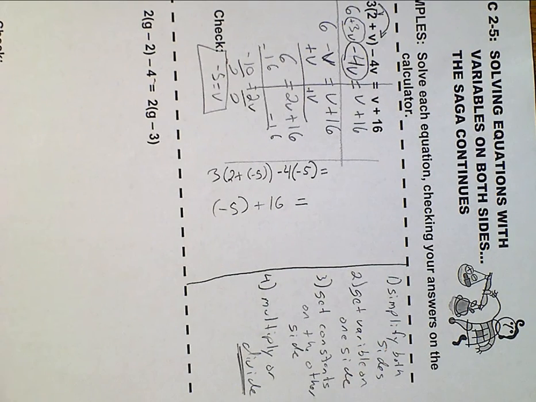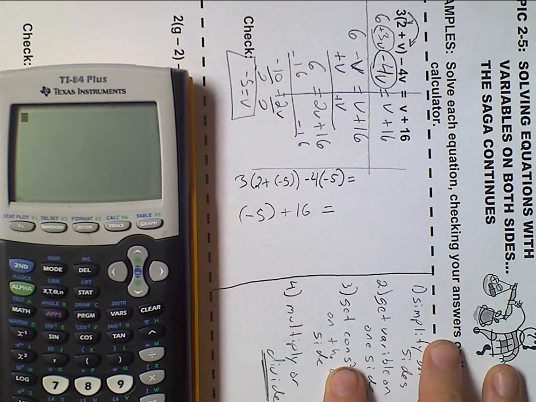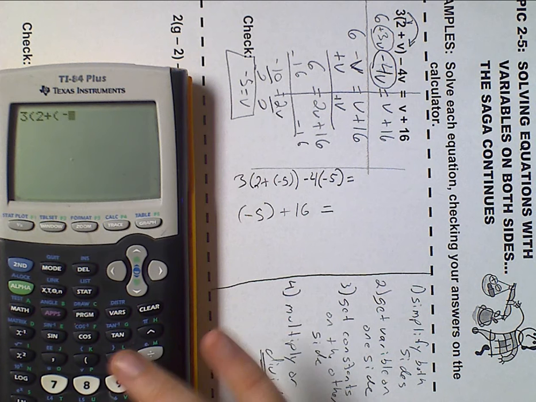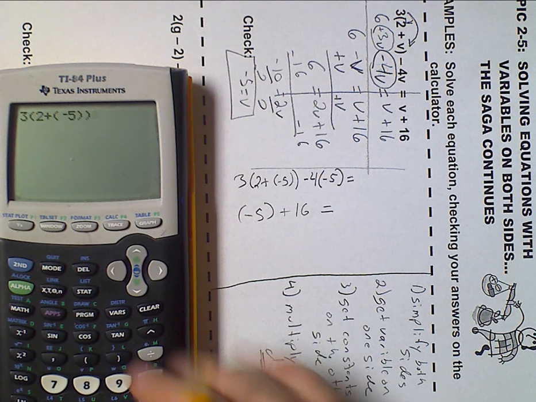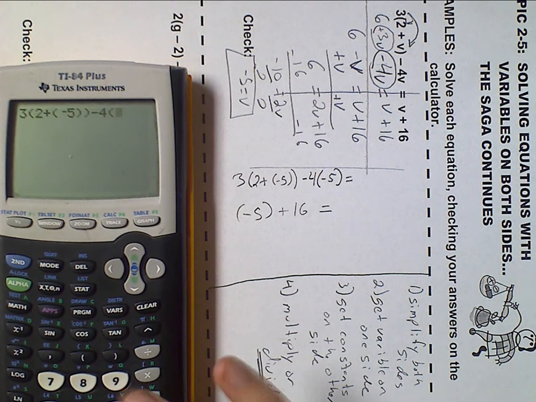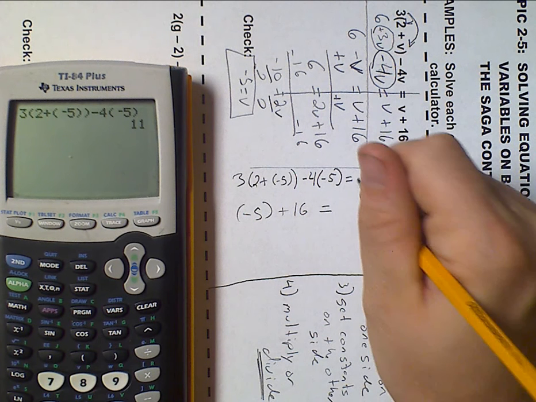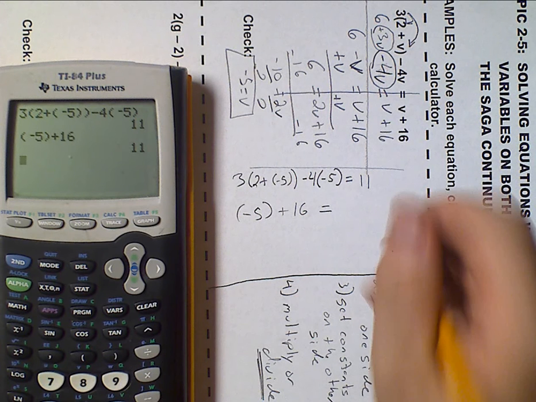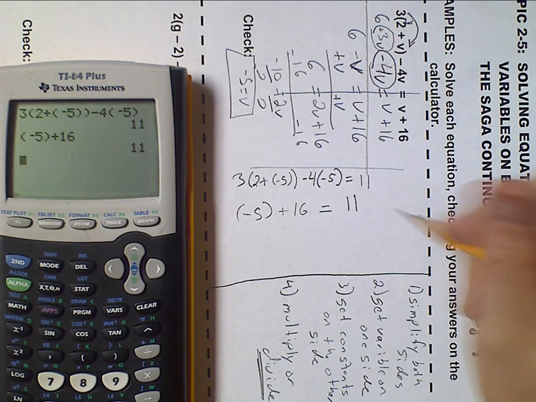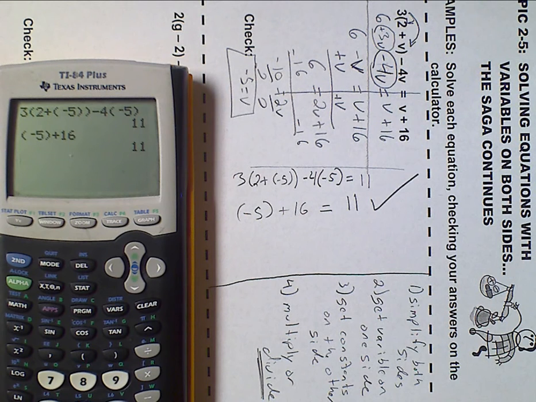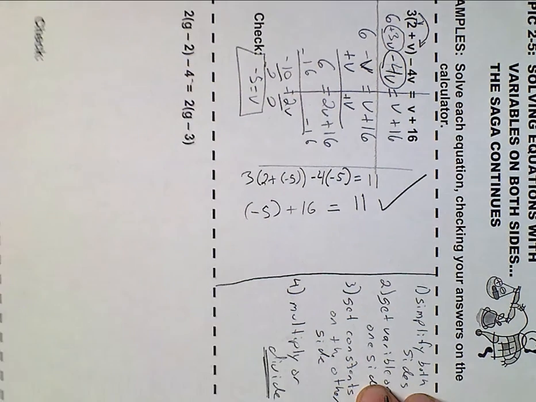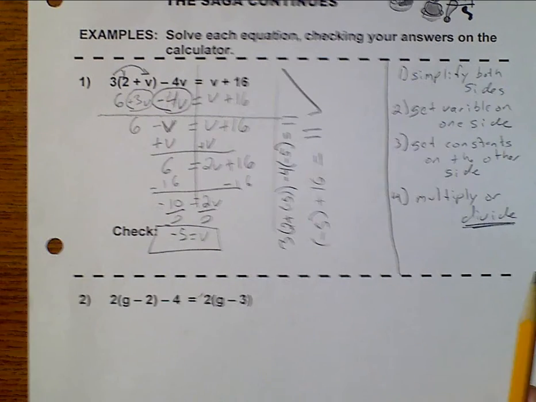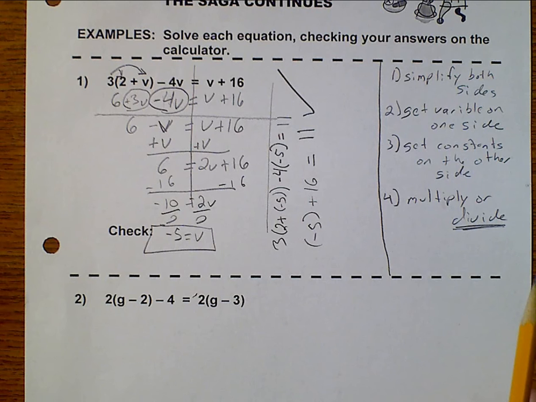And so I'm going to place those into the calculator. 3 parentheses 2 plus parentheses negative 5, close it twice, minus 4 parentheses negative 5, gives me 11, and then a negative 5 plus 16 also gives me 11. They are both 11, and so my answer checks out, and I know that it is indeed negative 5. Let's go ahead and move on to example number 2.